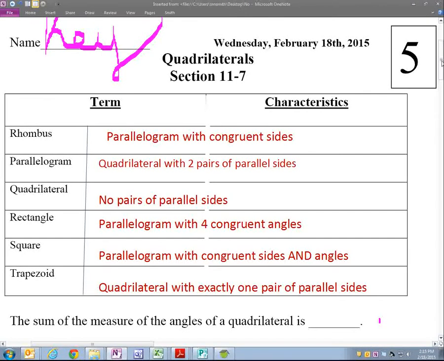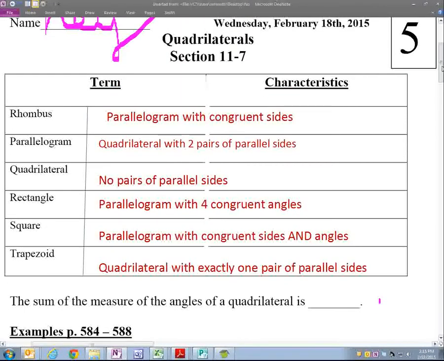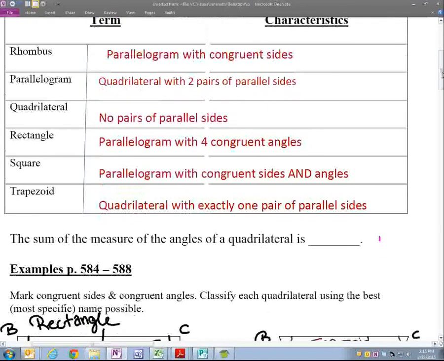All right, so this is 11.7 quadrilaterals. I don't need to read that because you can pause it and read that and also recording it. So the bottom line is there are a lot of similarities within these quadrilaterals. What we're going to be doing with our homework is the sum of the measure of the angles of a quad.